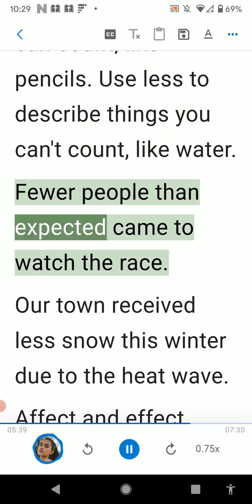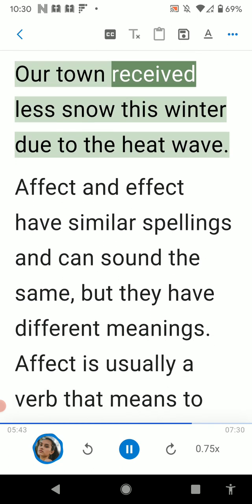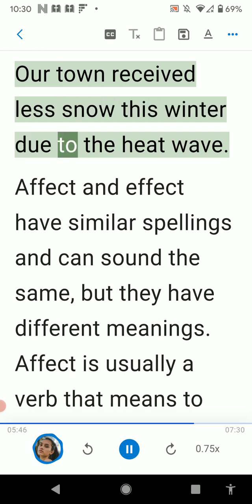Fewer people than expected came to watch the race. Our town received less snow this winter due to the heat wave.